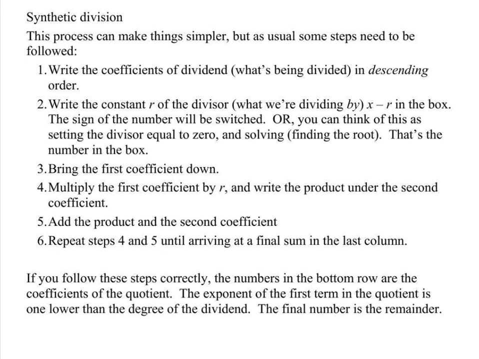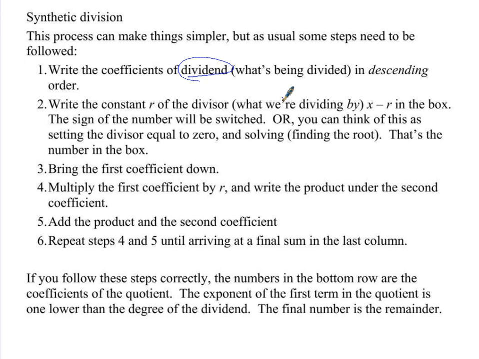So here's your process right here. It looks like a lot, but it's really not that bad once you see how it works. And like usual, I like to give you the steps right up front so that you have them and have seen them so that the steps start to make more sense as I show you an example. So the process is, first, write the coefficients of the dividend. The dividend is just what's being divided. The numerator. Write the coefficients in descending order.